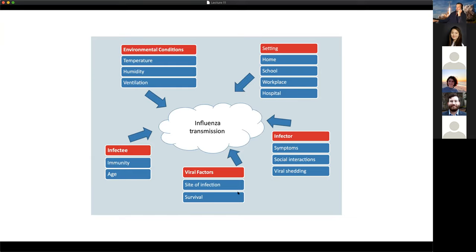Viral factors, where did they actually land? Was the virus able to survive? What are the environmental conditions? So temperature, humidity, ventilation, this all has to do with the physics of the particle, dispersal, survival, and transportation. Setting, home, school, workplace, hospital, so patterns of contacts. So all of this plays a significant role.